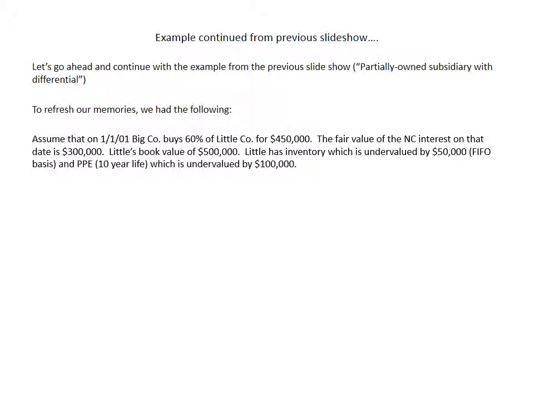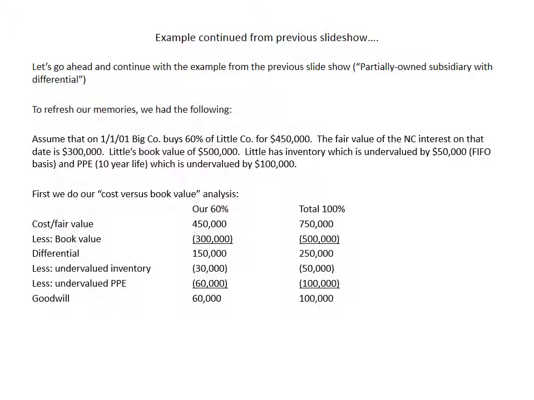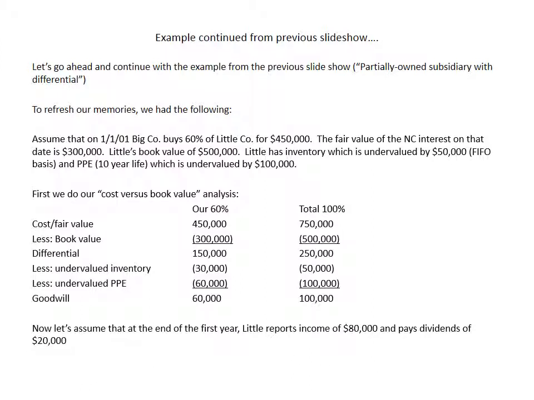Little has inventory which is undervalued by $50,000, FIFO basis, and property, plant, and equipment, 10-year life, which is undervalued by $100,000. We do our cost versus book value analysis, the same thing we did in the previous slideshow, and that's how it plays out, with goodwill of $100,000 for the company as a whole, $60,000 of goodwill for our portion. Now let's assume that by the end of the first year, Little reports income of $80,000 and pays dividends of $20,000.